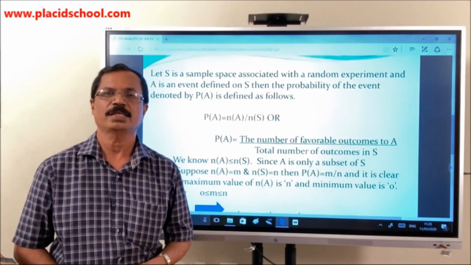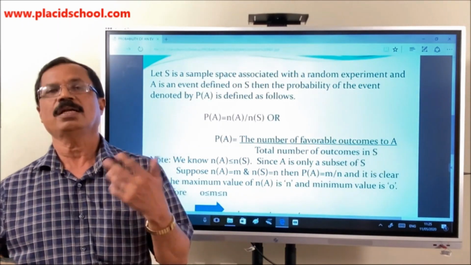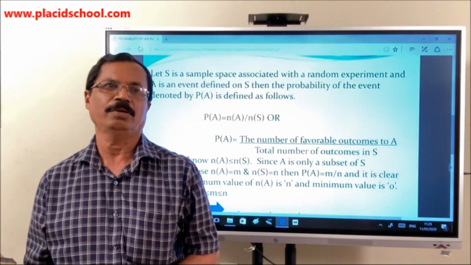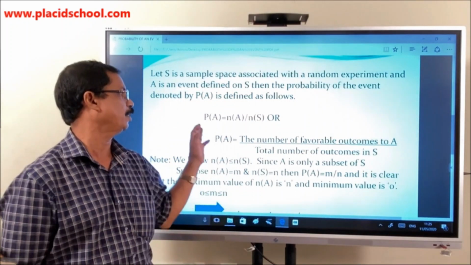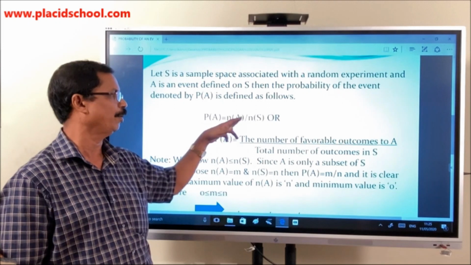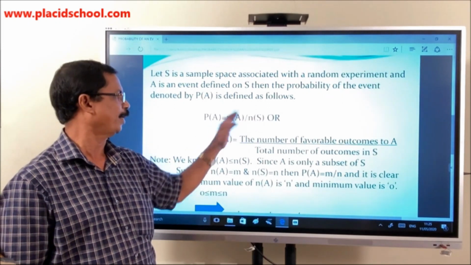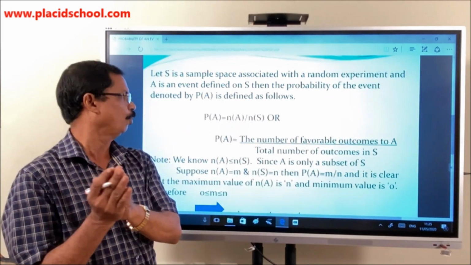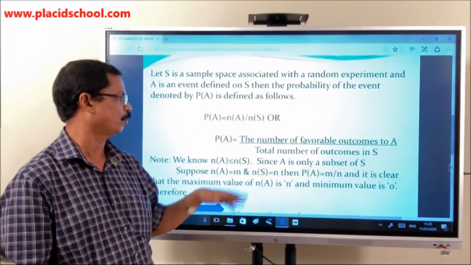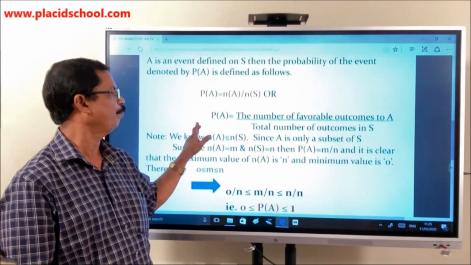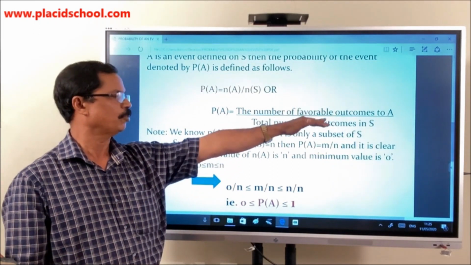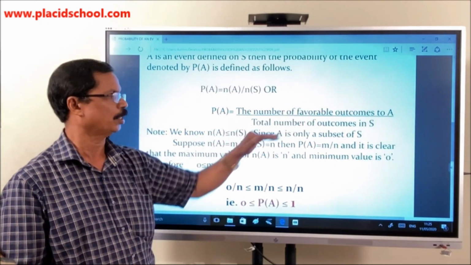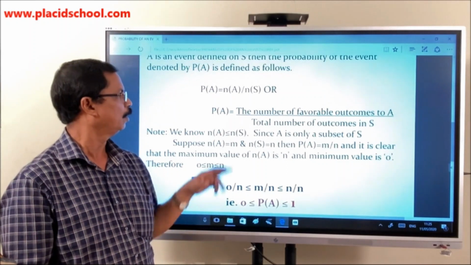You have studied in set theory, what is N of A? That is the number of elements in A. And similarly, what is N of S? The number of elements in S. So what it says, P of A is N of A divided by N of S. Actually, probability is only a ratio. Look at this, N of A by N of S. Or in words, you can say probability of A is equal to the number of favorable outcomes to A divided by the total number of outcomes in S.